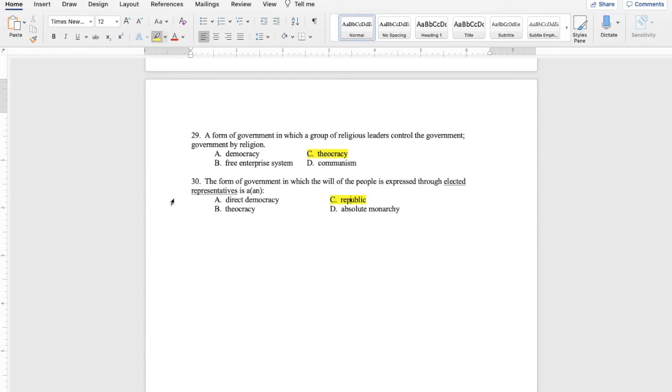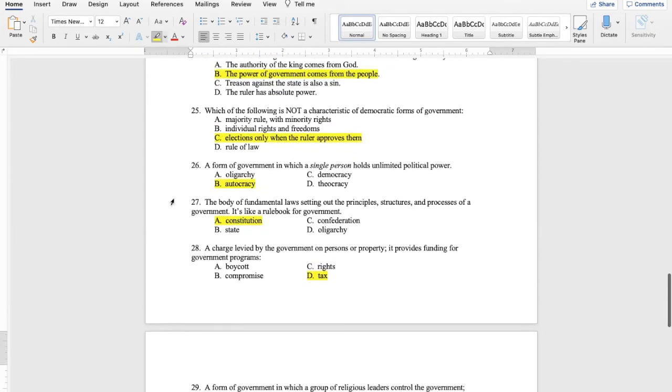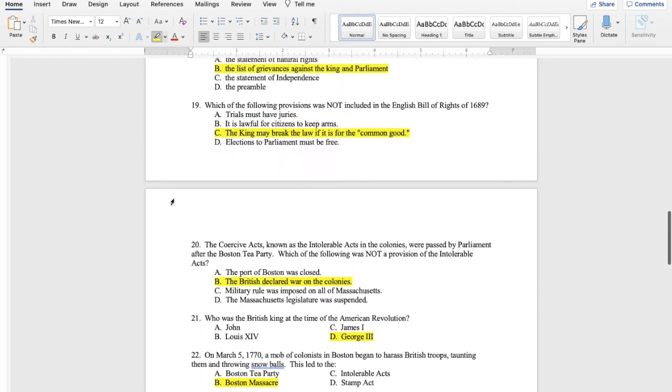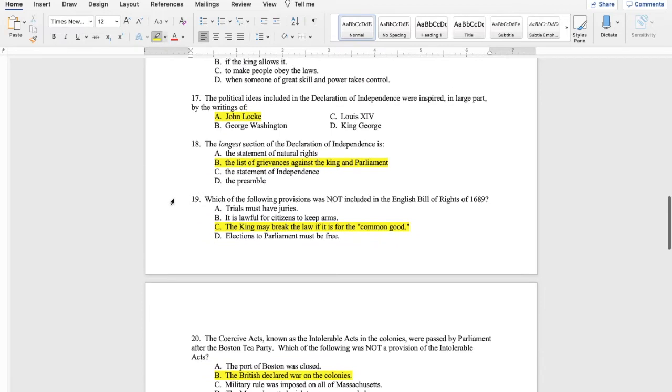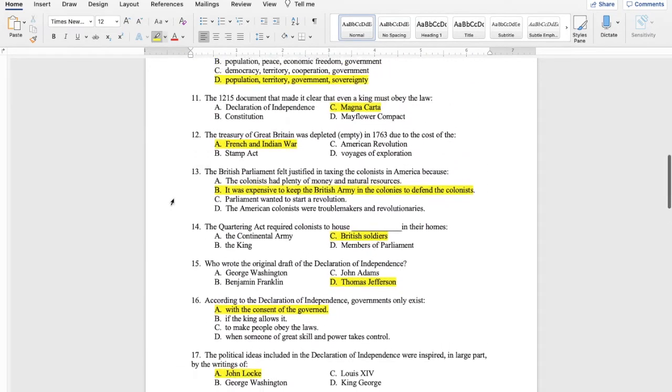Here are the correct answers for you guys. I'll go ahead and scroll back up slowly so you can see all the correct answers. You will need to know these for our next step in today's lesson, which is test corrections.